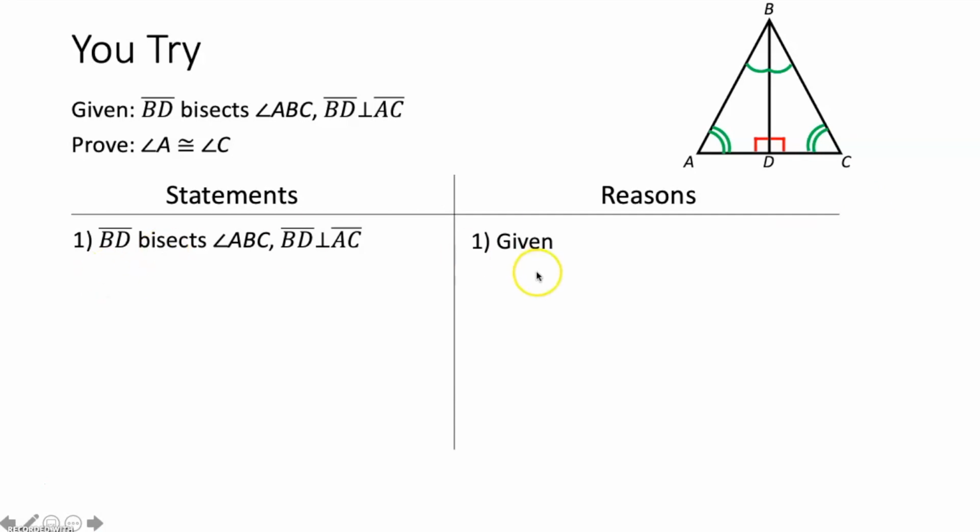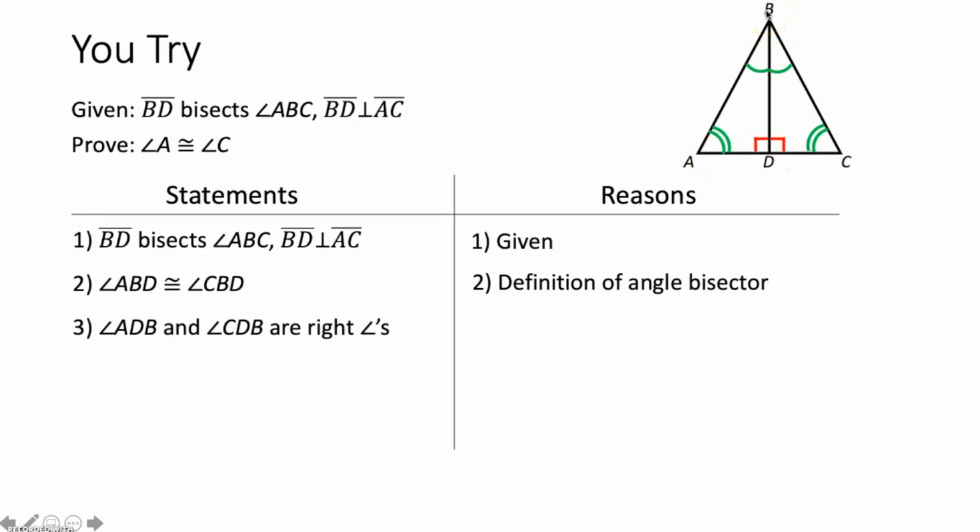So, after our given, we're going to write that because segment BD bisects angle ABC, angle ABD and angle CBD must be congruent to each other by the definition of angle bisector, which says that if an angle is bisected, it forms two congruent angles. We can then say that since segment BD and segment AC are perpendicular to one another, the angles they meet at, angle ADB and angle CDB, must be right angles by the definition of perpendicular lines, which says perpendicular lines meet at right angles.